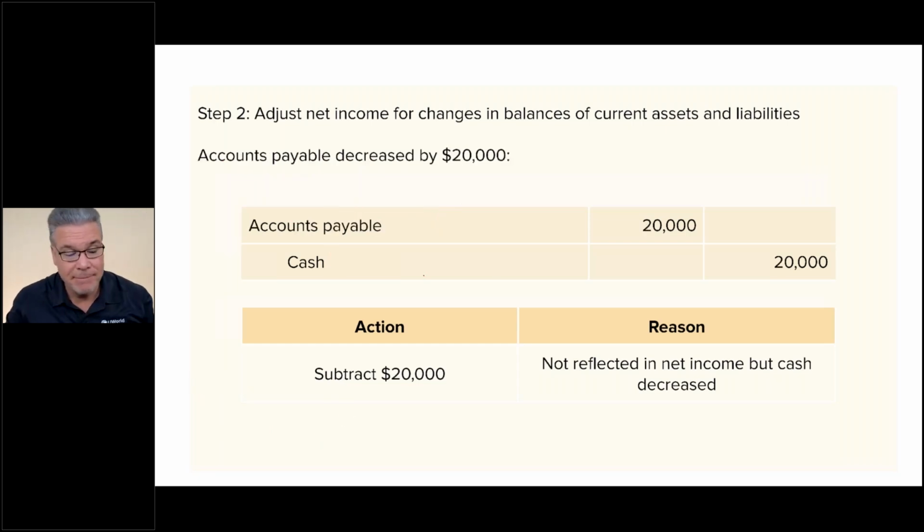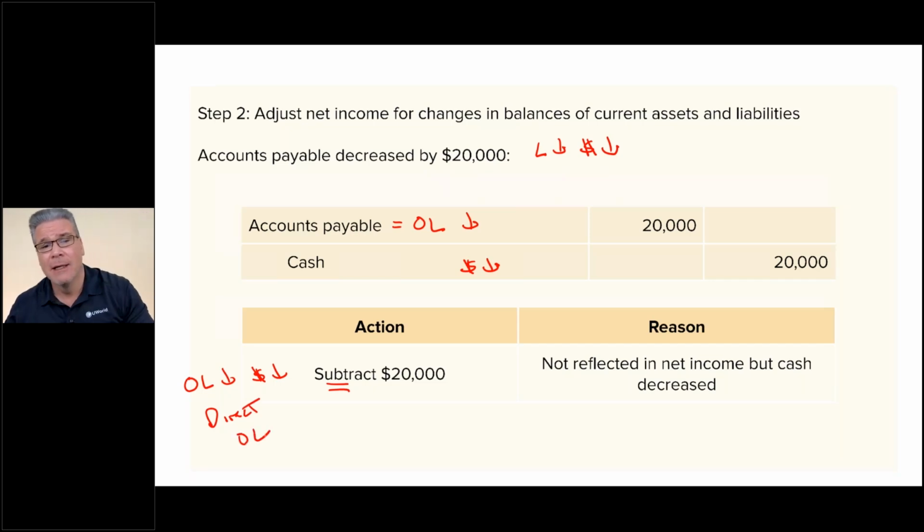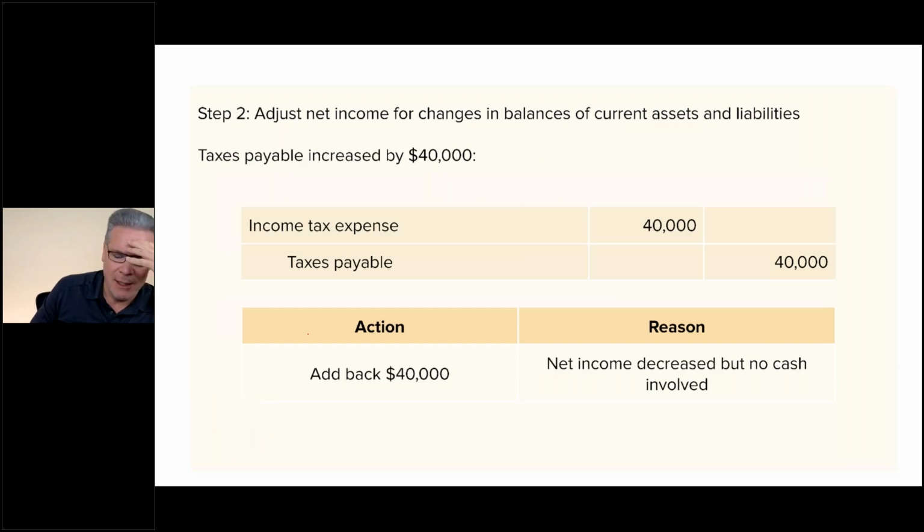All righty. Accounts payable decreased by 20. When any liability goes down, you're paying it off. Okay, accounts payable, that's an operating liability. Accounts payable down, cash down. Keep the sign. Operating liability down, cash down. Direct relationship with the operating liabilities. Keep the sign.